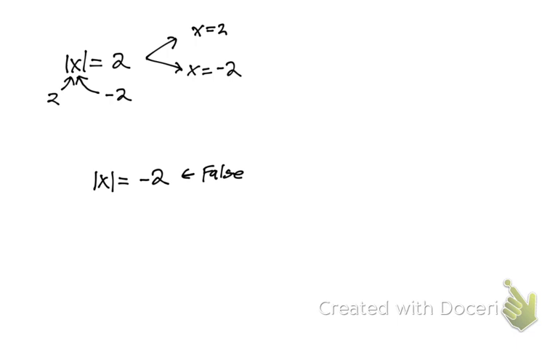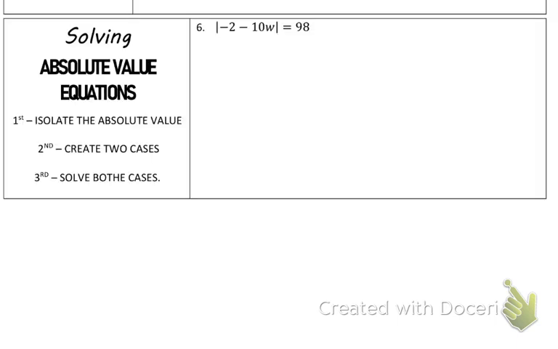So keep that in mind, because we're going to get problems that have what's called extraneous solutions, where we solve the whole thing and the answer doesn't actually work, because when I plug it back in, it creates that situation. But that won't be this problem. This is a very basic problem. This says the absolute value of negative 2 minus 10w equals 98. The absolute value of 98 equals 98, but the absolute value of negative 98 also equals 98. So I have to account for two possibilities. Either what's in here equals a positive 98, or what's in here equals a negative 98.